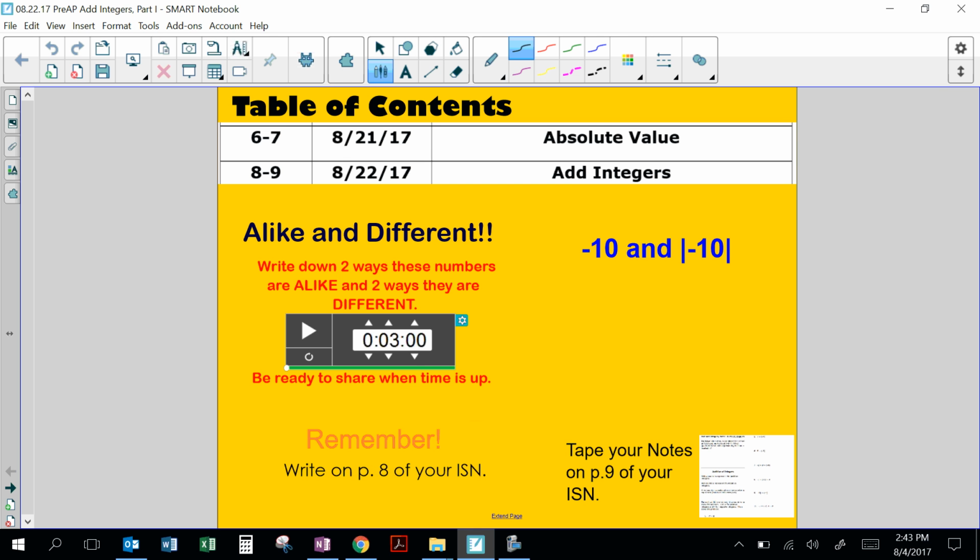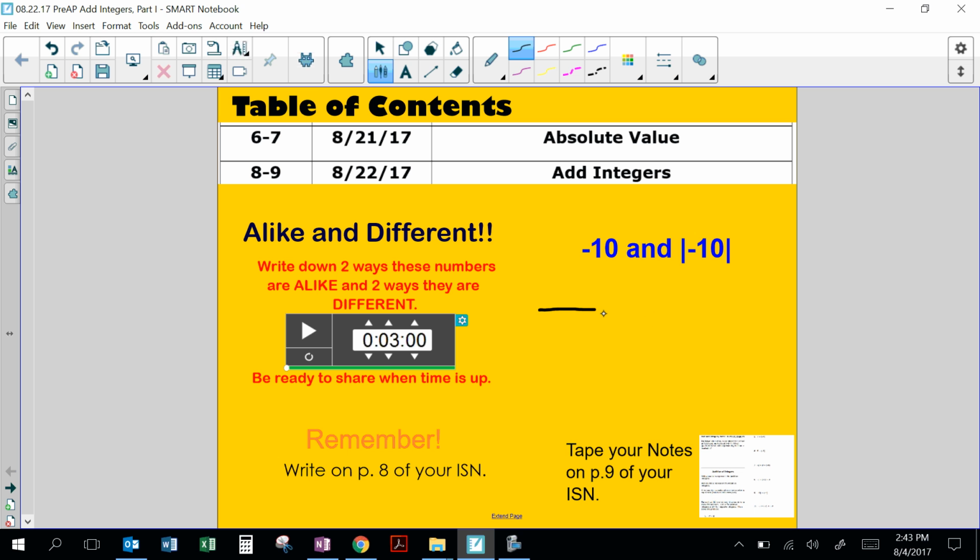Welcome. Today's lesson is over how to add integers. Again, what are integers? Integers are whole numbers, 1, 2, 3, 4, 5, and their opposites, -1, -2, -3, -4, -5. Don't forget 0. So we have -10 and the absolute value of -10. Write down two ways these numbers are alike and two ways they are different.